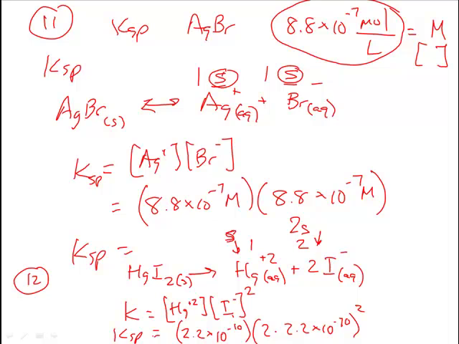On the bottom, is that 2 times 2.2 times 10 to the negative 10? It's double 2.2 times 10 to the negative 10. Yeah, sorry about that. It does look all the same to me.